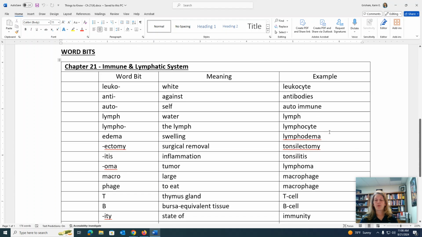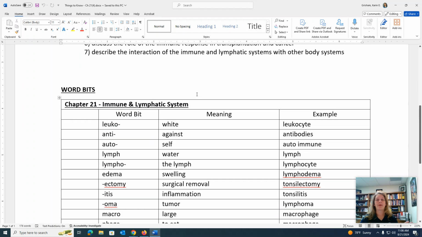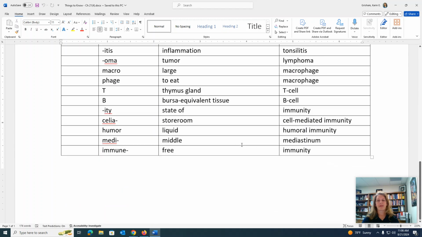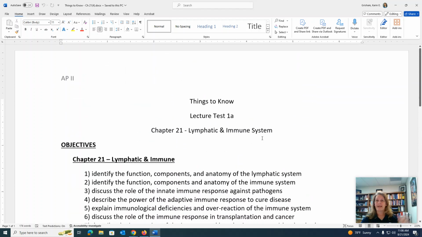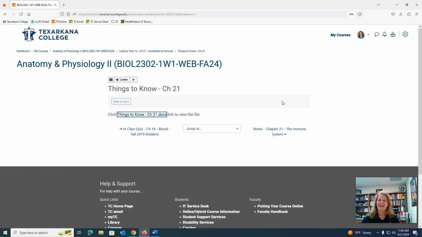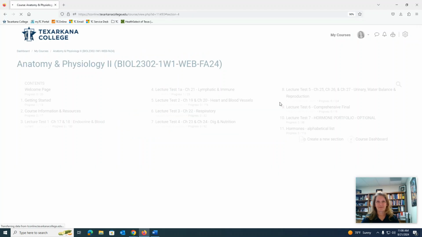So here are the word bits that go with those. Again, keep in mind, you're only matching 2 sets of 5. You're only matching the word bit with the meaning. The examples are just that, just examples. I'm not going to have those on the test. Okay, no essays on this test. Yay, I know y'all are happy about that.